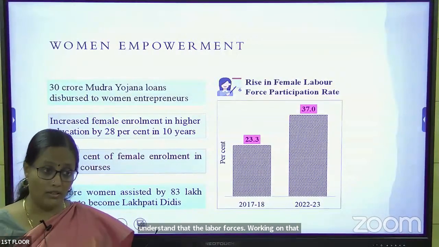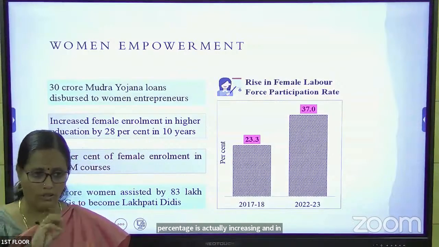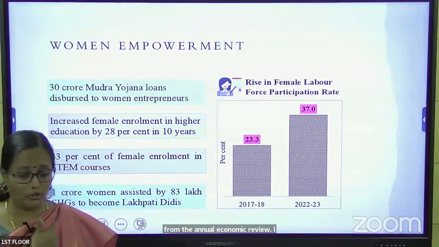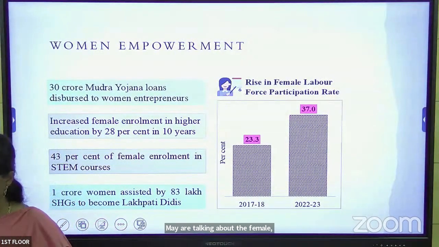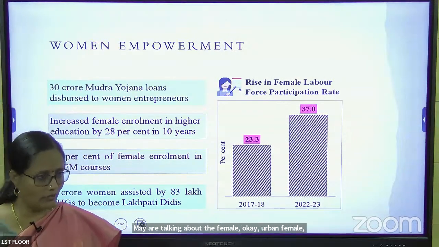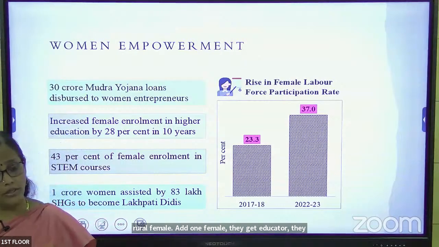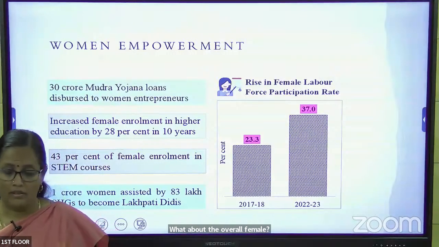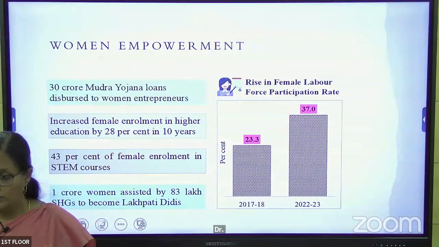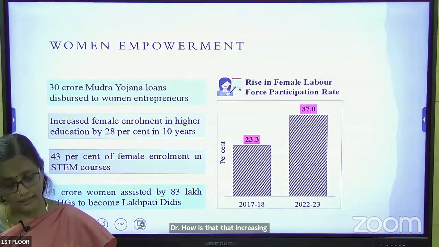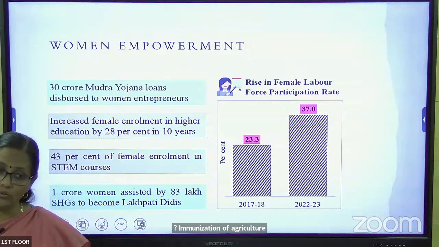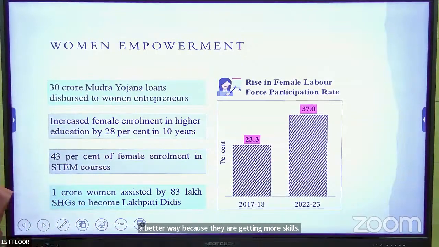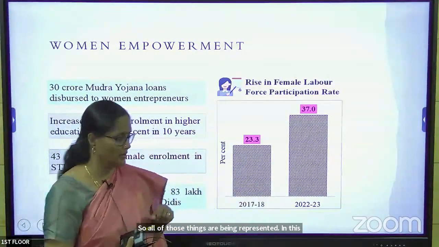And in this definition, they have gone into a bit of detail which you should learn from the Annual Economic Review. Urban, understood. We are talking about the female, okay? Urban female, rural female. Urban female, they get educated, they get the qualification, they come forward. What about the rural female? That ratio is also increasing. How is that increasing? Feminization of agriculture, because men are coming out and women are getting involved in the farm activity in a better way because they are getting more skills. So all of those things are being represented in this rise in labor force participation, which is appreciable.